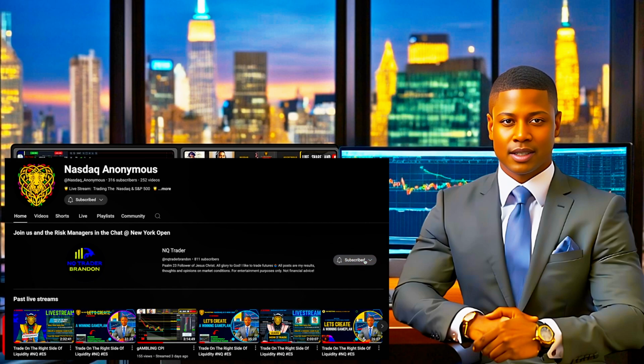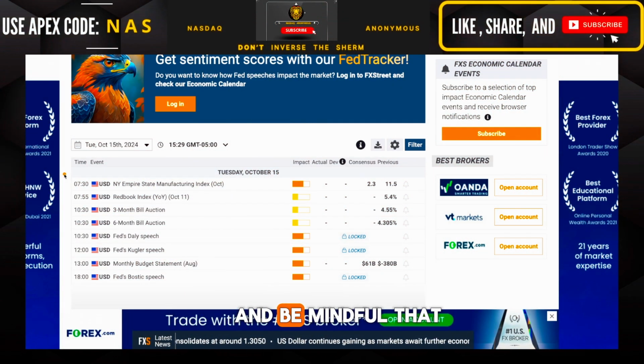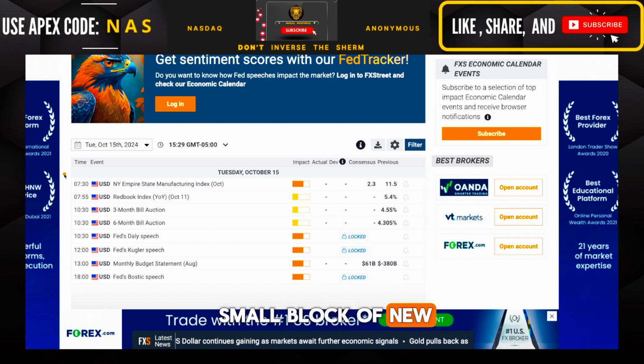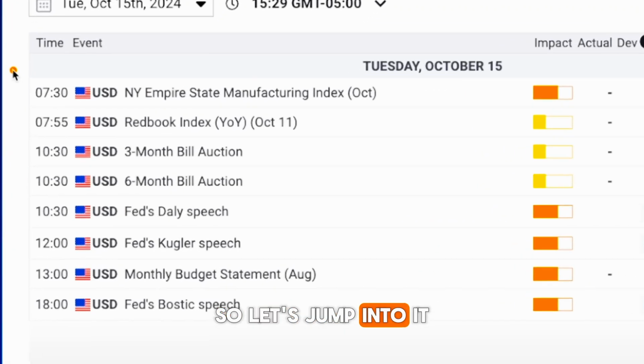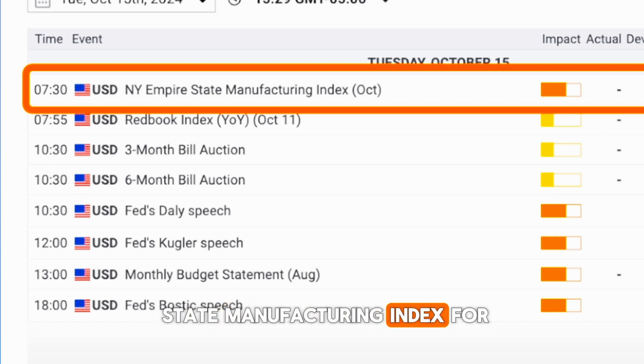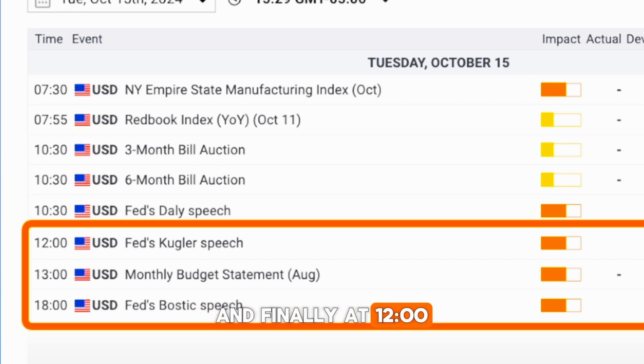And with that said, let's jump into the charts now. This is tomorrow's data. And be mindful that all times are in Central Time. We have a small block of news scheduled for tomorrow, so let's jump into it. At 7:30, we have the Empire State Manufacturing Index for the month of October. At 10:30, we have the 3-month, 6-month bill auction and Fed Dolly speaking. And finally, at 12, 1, and 6 o'clock, we have Fed Kugler speaking, the monthly budget statement for the month of August, and Fed Bostic speaking.